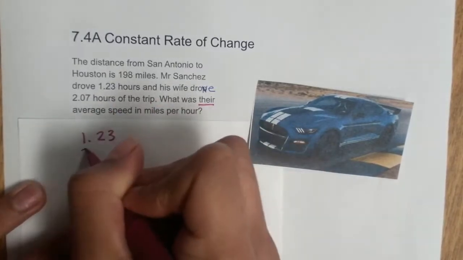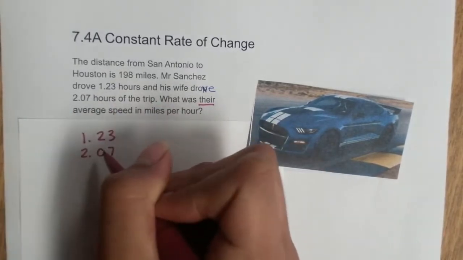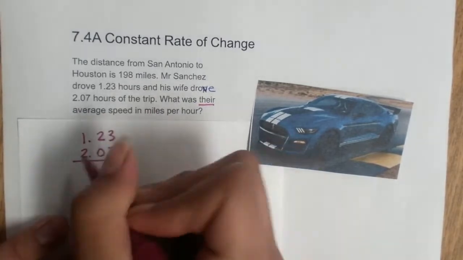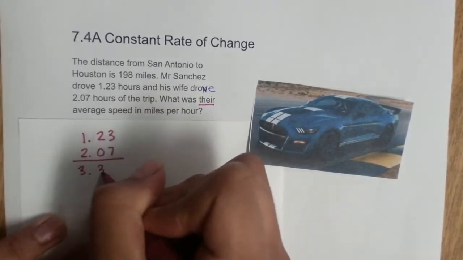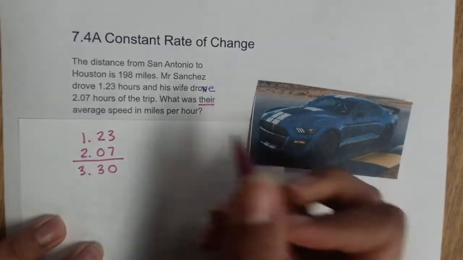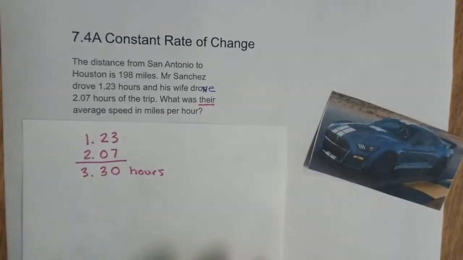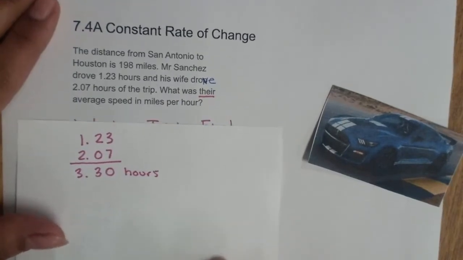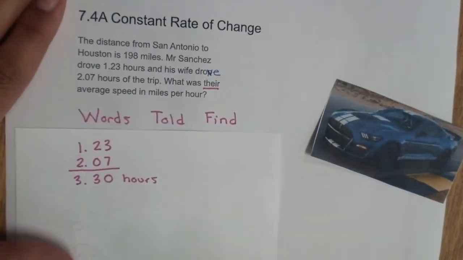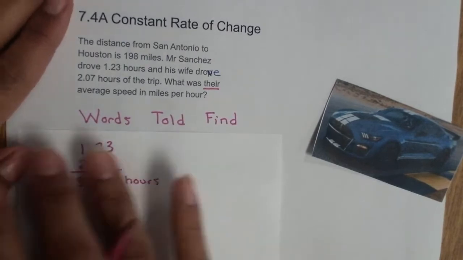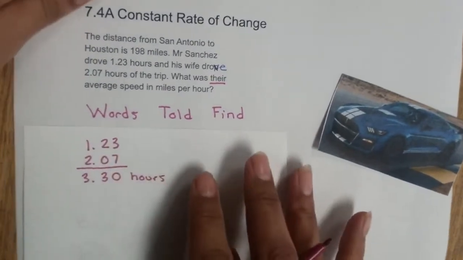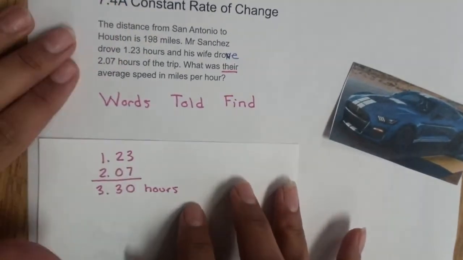1.23 plus 2.07, and that gives me 3.30. So that's the total time they spent driving, right? So I'm going to go ahead and use the "told, find" strategy for this just to make sure I have everything set up correctly, because there are a lot of numbers and a lot of words.